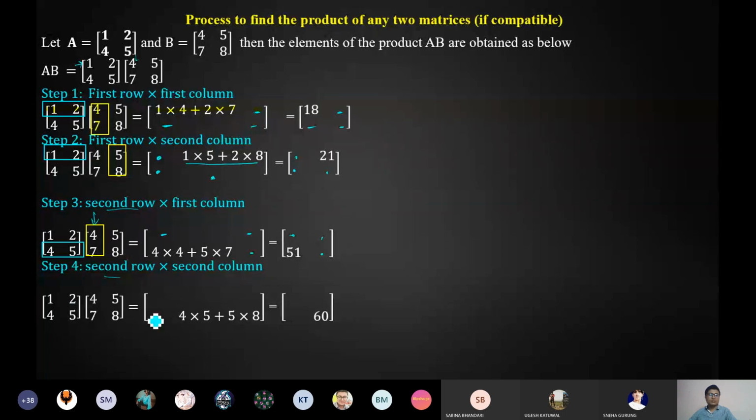1 2 4 5 4 5 7 8. Now I'm not concerned about these elements here. I'm concerned only about the fourth element. So here we need to multiply this 4 5 with this 5 8. So you'll get the result 4 into 5 plus 5 into 8. First element multiplies the first element, and then the addition, second element multiplies the second element. 4 into 5 plus 5 into 8. 4 5 is a 20, 5 8 is a 40, so it is 60. And the whole product AB is equal to 18, 21, 51, 60.